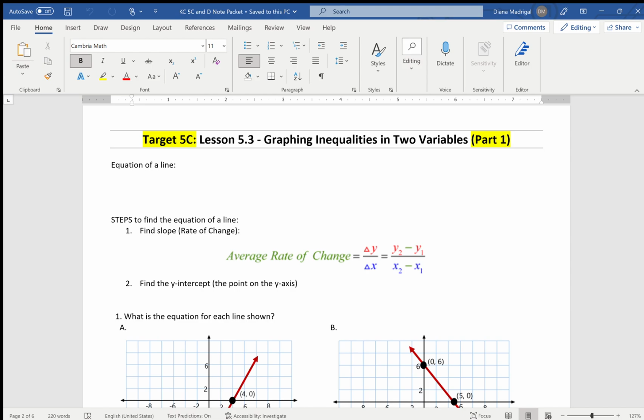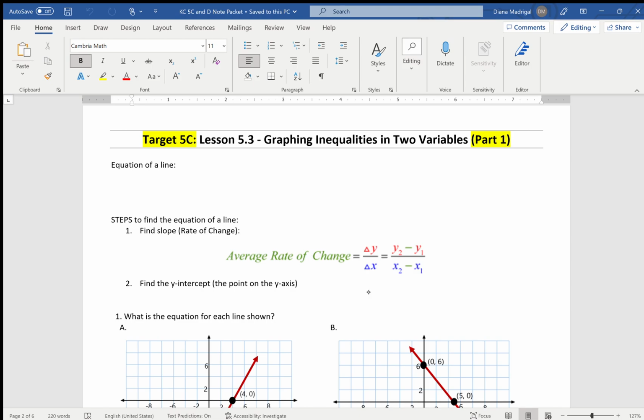So what you are going to do today is basically a review. Part 1 of target C notes is a review. It shouldn't be anything new because we did this last semester. So please pay attention, do the review, and if you have any questions, please message me on Teams or come before or after school. All right, here we go.